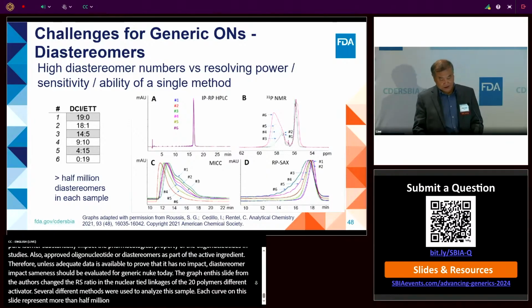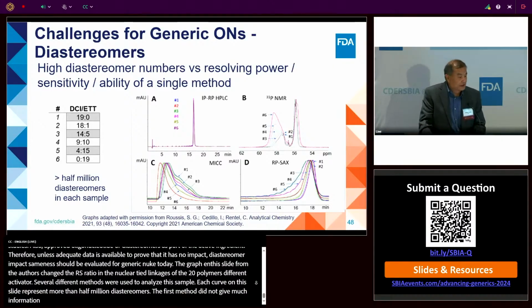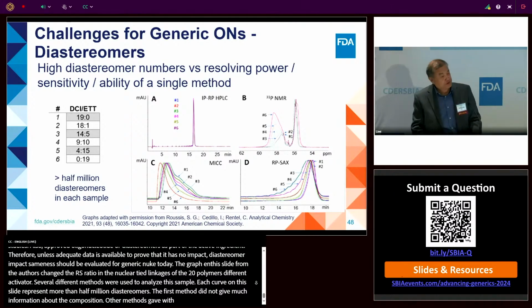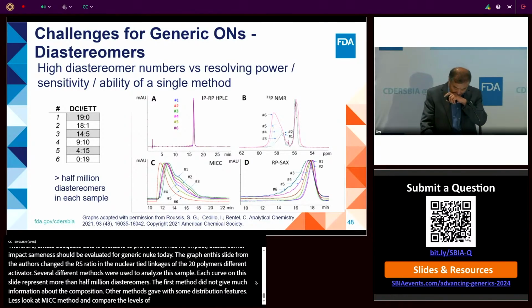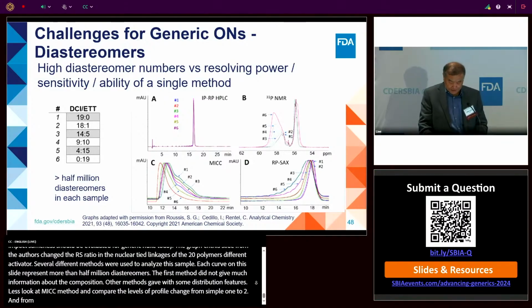The first method did not give much information about the composition. Other methods gave wider peaks, with some distribution features. Let's look at the MICC method and compare the levels of profile changes from sample 1 to 2, and from sample 2 to 3. The levels of profile change look similar.